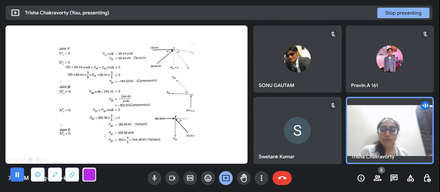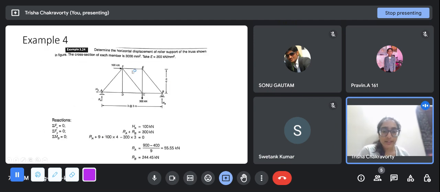And then we move on to joint F. This joint F has four members meeting. In the method of joints, since we get two equations at each joint, we cannot solve more than two member forces at a time. But since we have already found the force in this member, and this member is a zero force member, so basically this member doesn't exist at all, we have two unknowns, PFE and PFC.